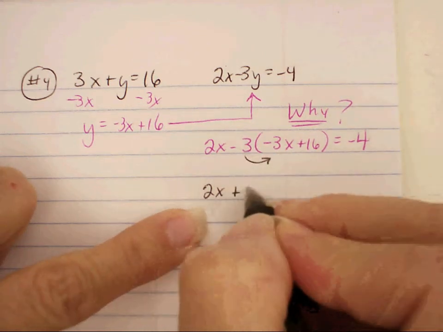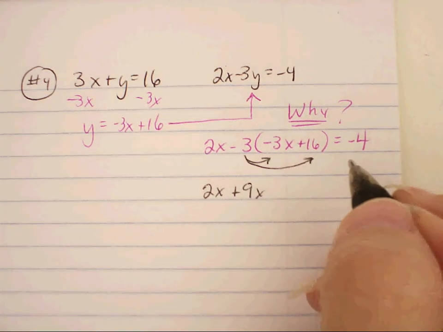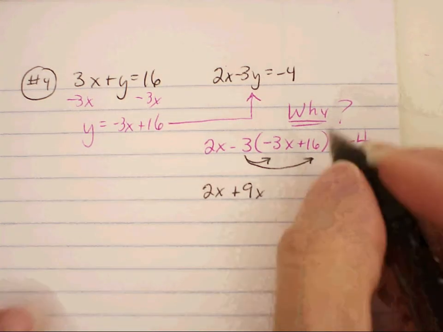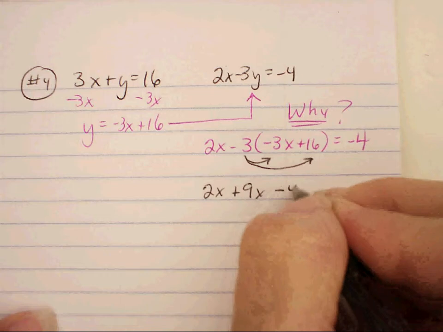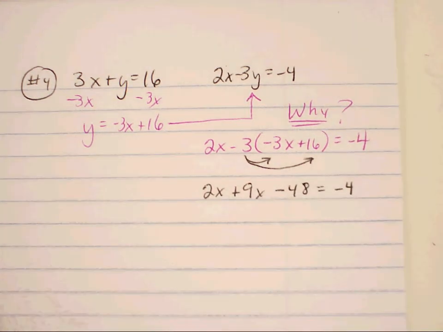Why? Why did we do that? Does anybody know why we did that? Harrison? Correct. And if we don't get them to the same letter in the equation, we can never find one letter so that we can go back substitution to get the other letter.